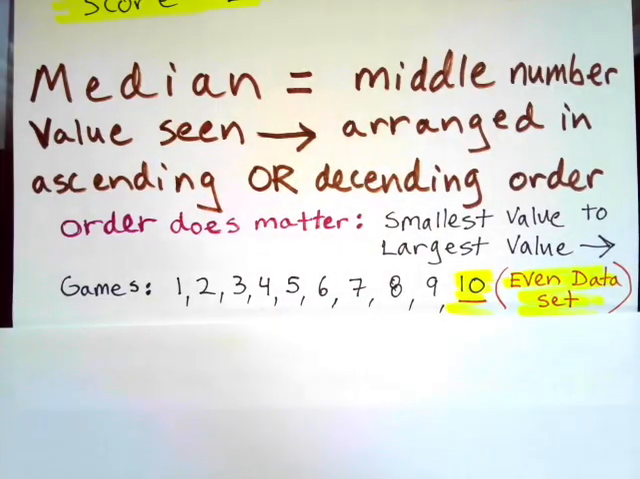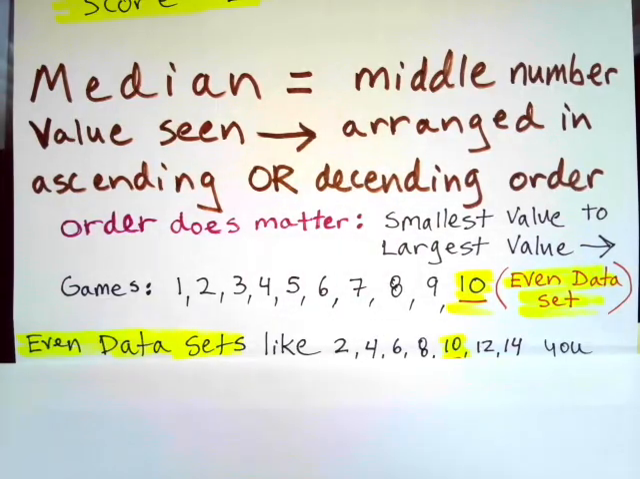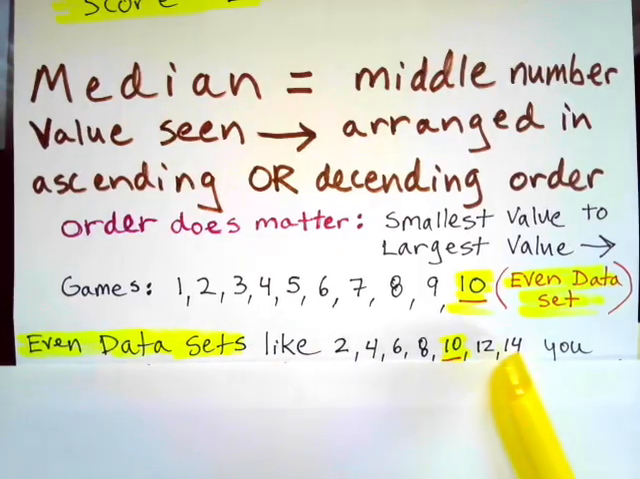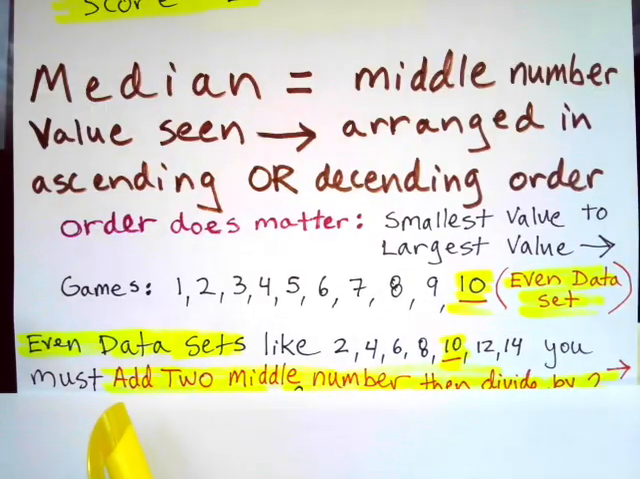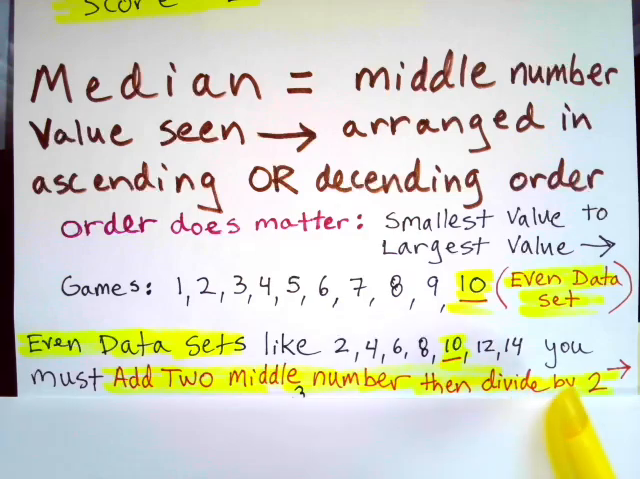Well, what do you mean even data set? 2, 4, 6, 8, 10, 12, 14, right? These are all even numbers. That's an even data set if you have 2 numbers, 4 numbers, 6 numbers, 8, 10 numbers like you see here, 12 numbers, 14 numbers. So the rule is you must add the 2 middle numbers, then divide by 2.